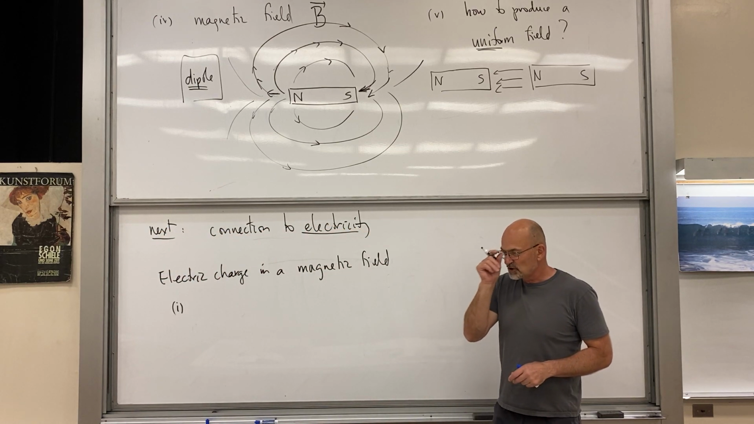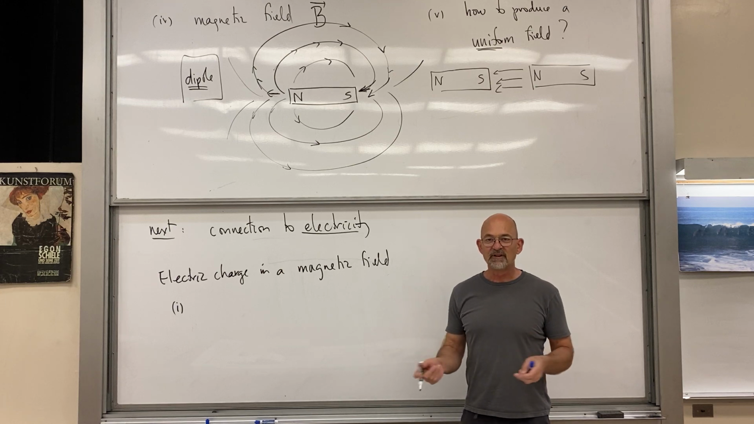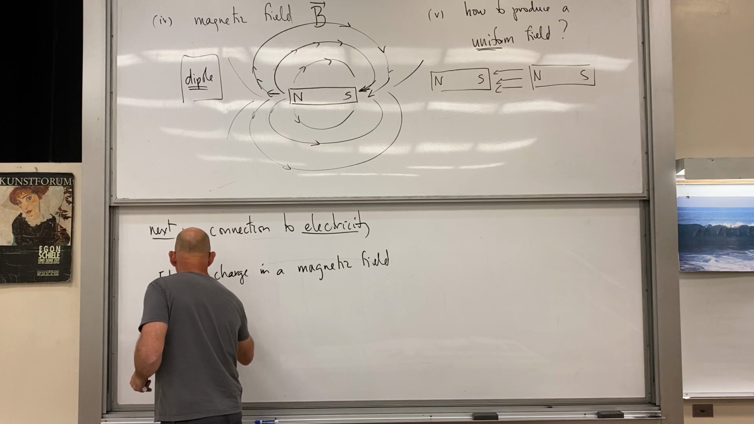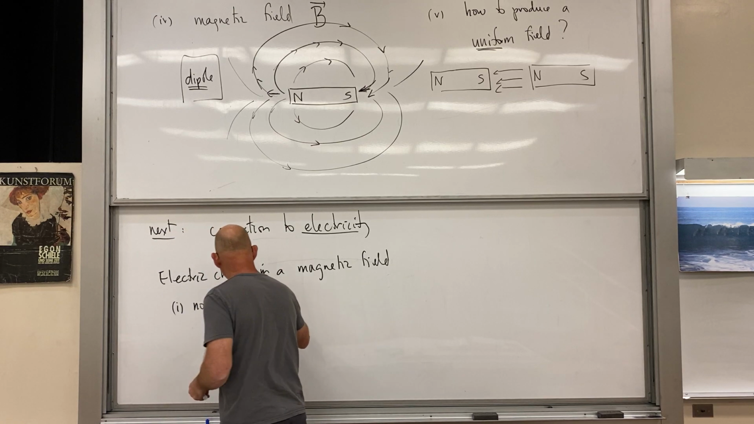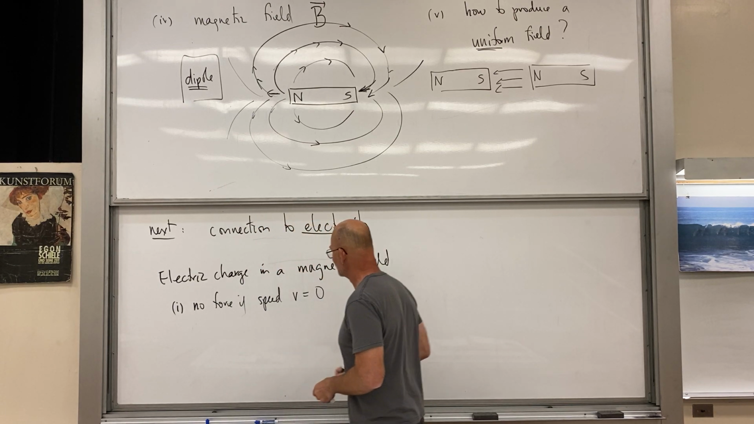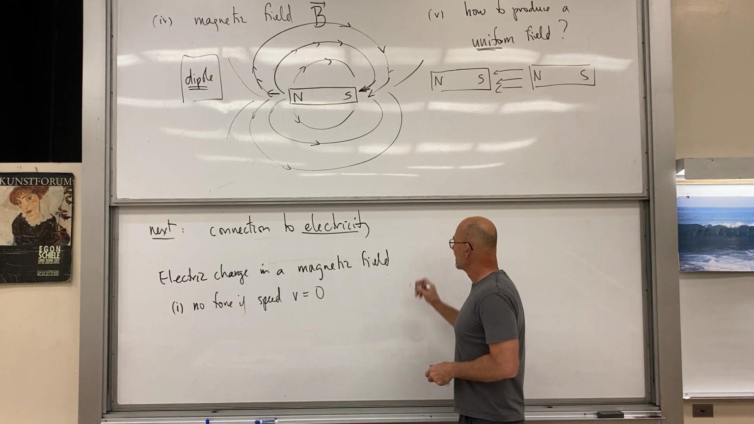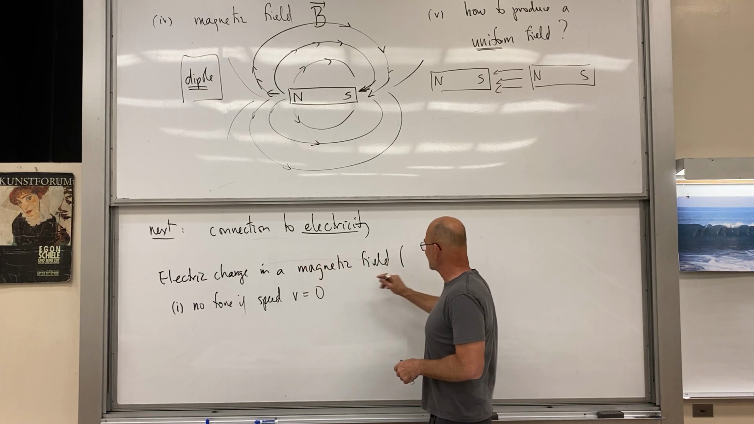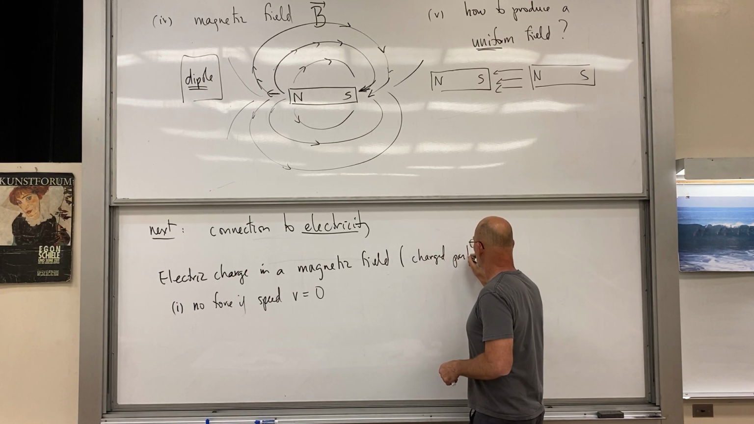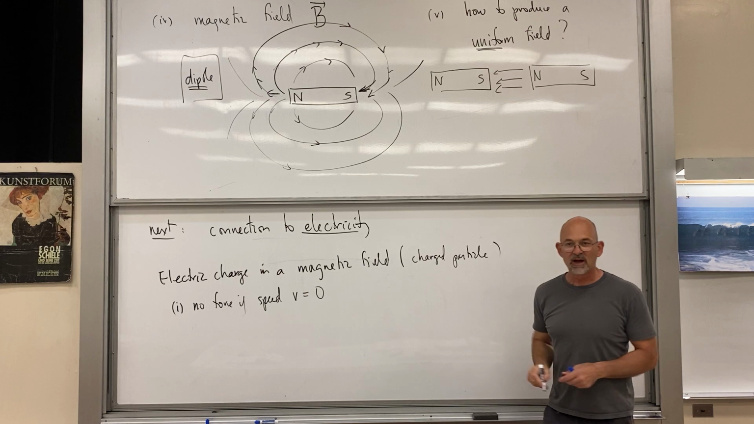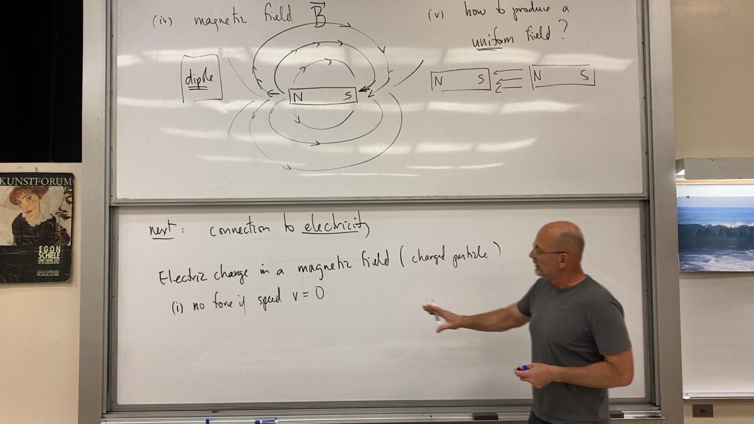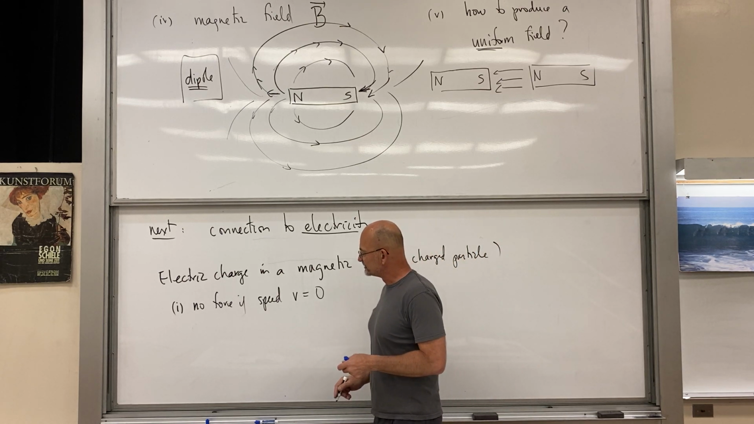First of all, if you have an electric charge in a magnetic field and it's not moving, nothing happens. So, no force if speed v equals 0. Actually, when I say electric charge in a magnetic field, I'm thinking of a charged particle. Fundamentally, we're talking about electrons and protons, for starters. So there's no force if the speed is equal to 0.